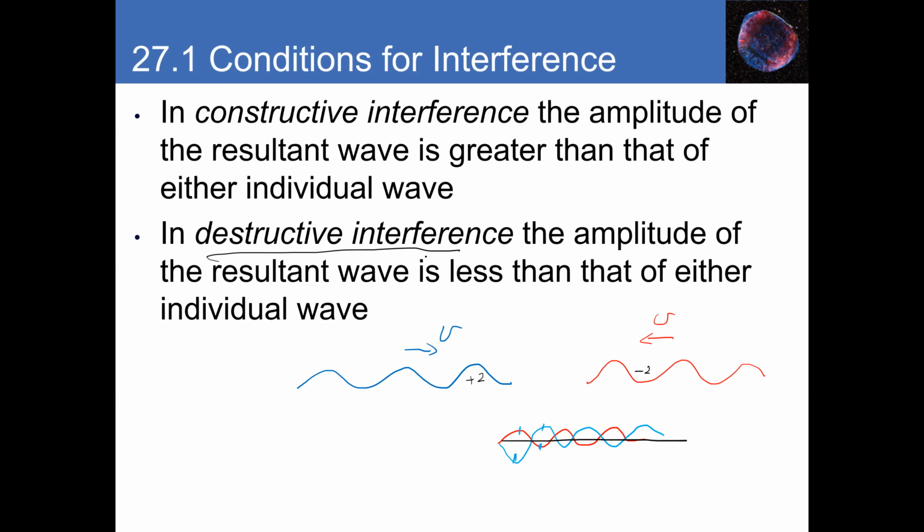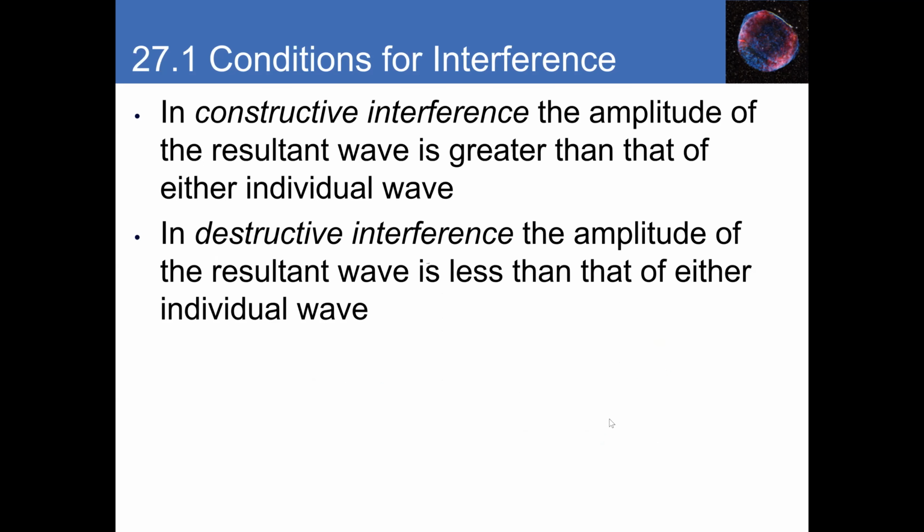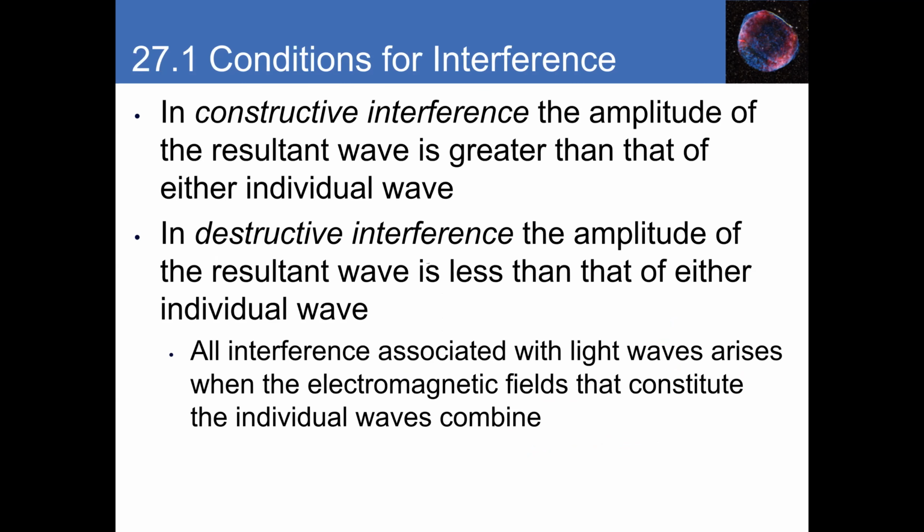That means what we get here is destructive and constructive interference, and this is very unique to waves. No other thing can actually interfere like this. Two things that have matter, when they try to go through one another, they can't. Try that with two pencils, they can't go through one another. But sound waves can, light waves can, water waves can. So those are very unique to waves. That's why all interference associated with light waves arises when the electromagnetic fields that constitute the individual waves combine.